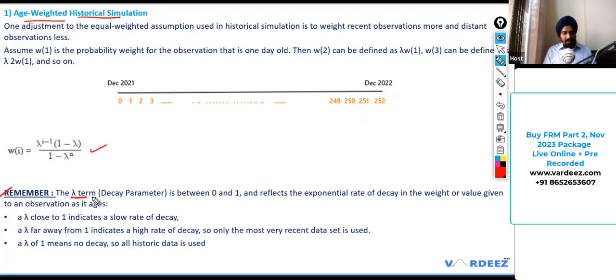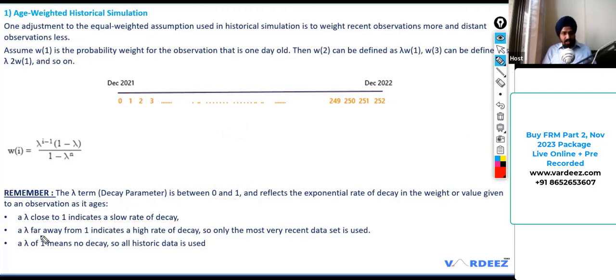A theoretical question can be made up. The lambda term, which is known as a decay parameter, is between 0 and 1. So if it is 1, what happens? If it is 0, what happens? It reflects the exponential rate of decay in the weight or value given to an observation as it ages. So if the lambda is close to 1, that indicates a slow rate of decay. We're not talking exactly 1, we are saying close to 1, maybe 0.9, 0.95, something like that.